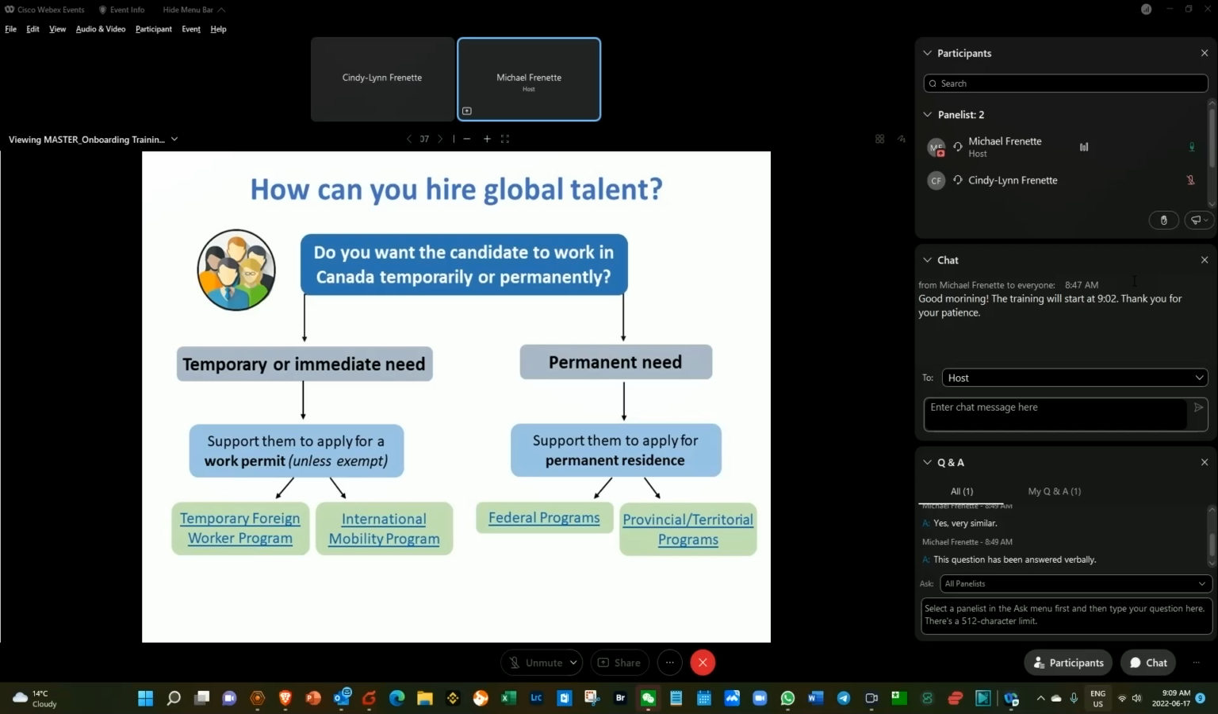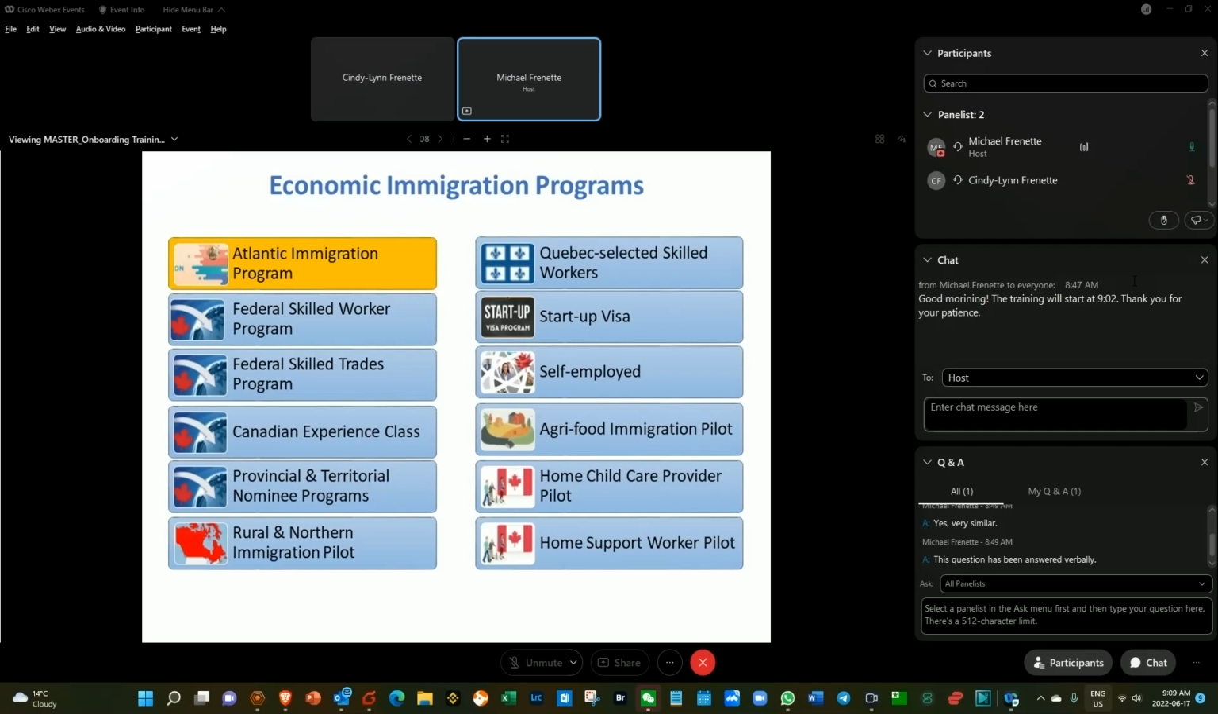If the need is permanent, you can support them to apply for what we call permanent residency, and there are various programs at the federal and the provincial level. So as you can see here, Canada has a range of economic immigration programs, both national and regional. And each program contributes in its own way towards strengthening Canada's labor market and economy. So the focus of today's session will be the Atlantic Immigration Program, which is highlighted in yellow. But as you can see here, if that program does not meet your need, there are plenty of other options.